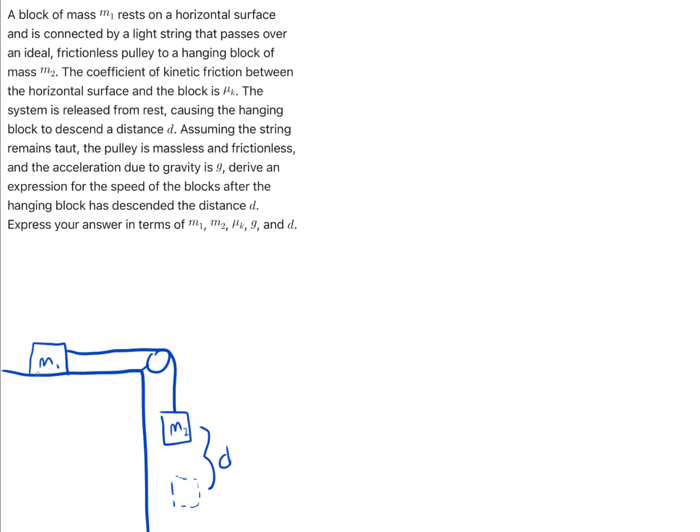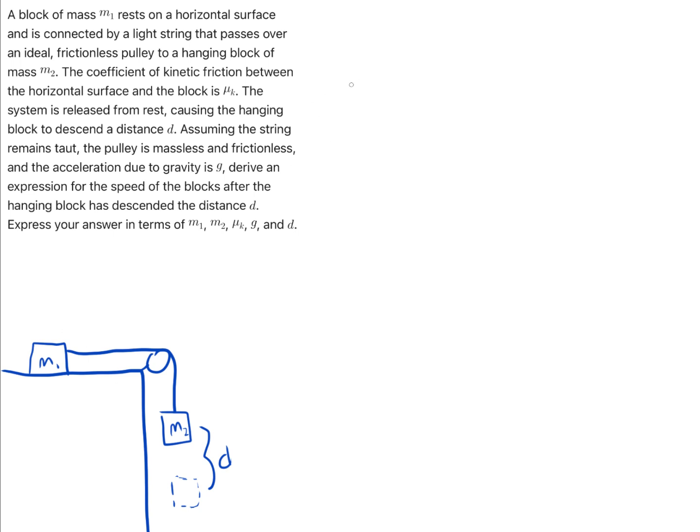So this is a picture of what the problem is basically describing. You have one block m1 that's sitting on the surface and another block m2 that's hanging off and being pulled by gravity. And we're told to find the speed after it has descended a distance d. So perhaps let's start with drawing all of the forces on these two blocks in free body diagrams.